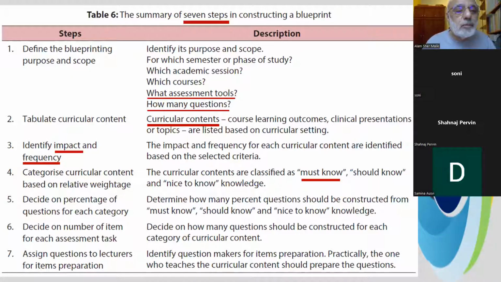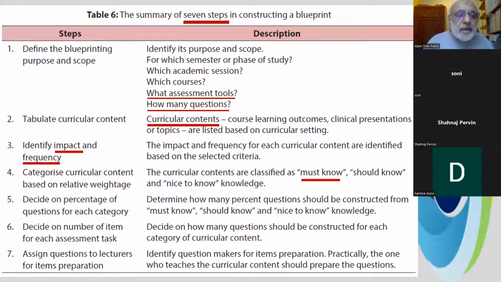First, defining the blueprint purpose and scope, which includes which semester or which phase of study, what courses, what the assessment tool is, what type of questions we are using, and how many questions we are using. The second step is to tabulate curricular content based on the learning outcomes, whether it can be clinical presentations or topics, etc. Then the concept of impact and frequency, which we will talk about in quite some detail.